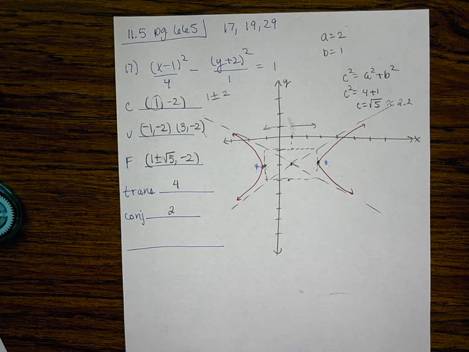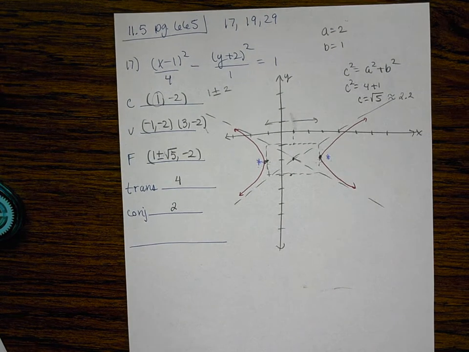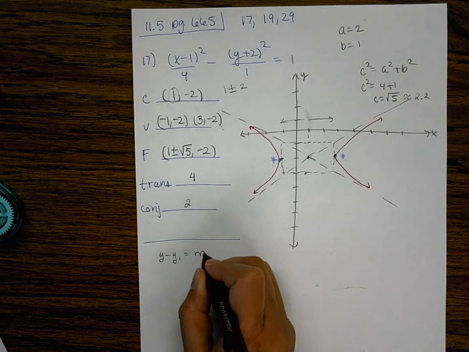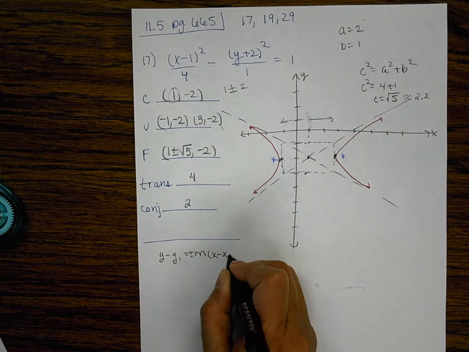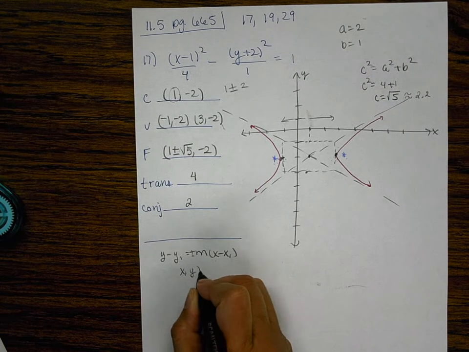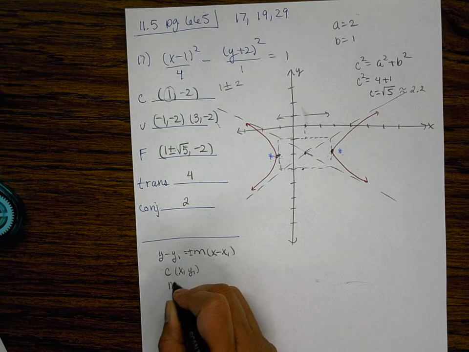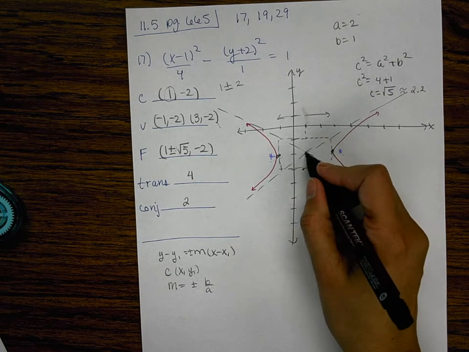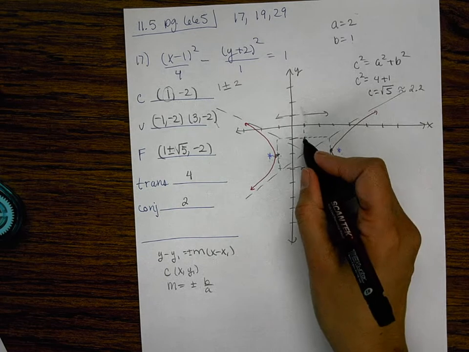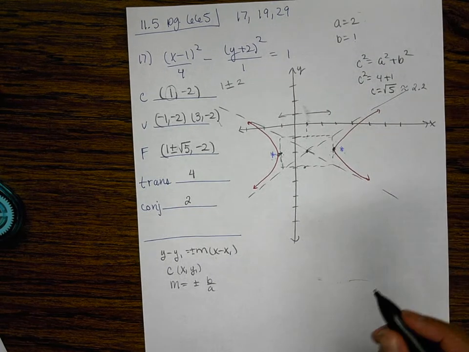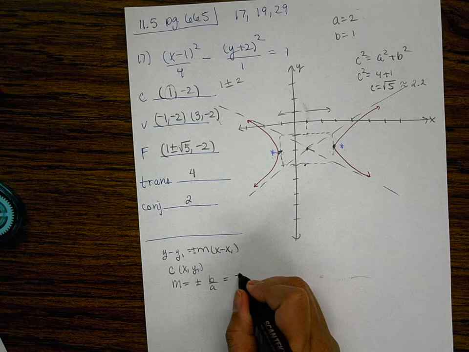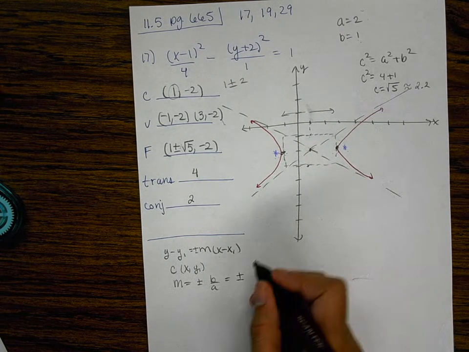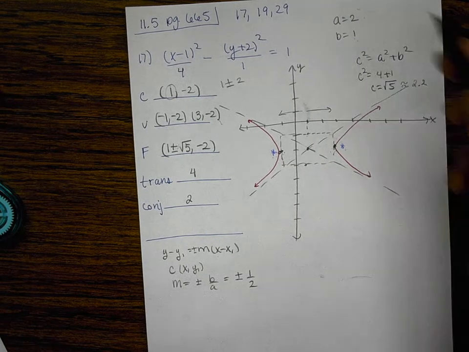Okay. Equation of the asymptotes. Y minus y1 equals plus or minus m times x minus x1. Remember your x1 and y1, we always use the center, and our slope is plus or minus b over a because it's the rise over the run. How far you rise is your b value, and how far you run is your a value. Okay, so I'm going to do that right now. Plus or minus b over a, that's 2 over 1, 1 over 2, sorry. Plus or minus 1 over 2.